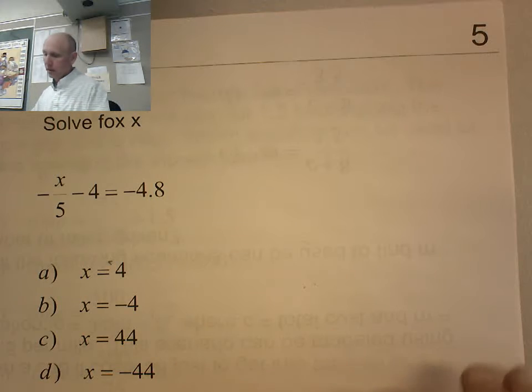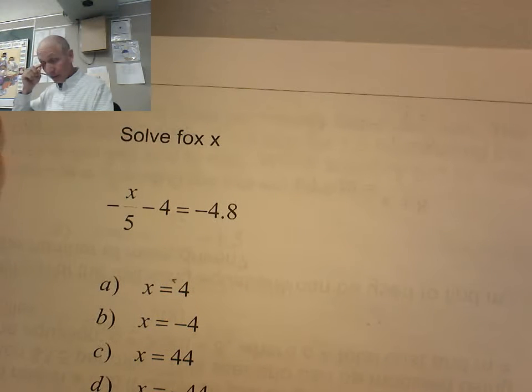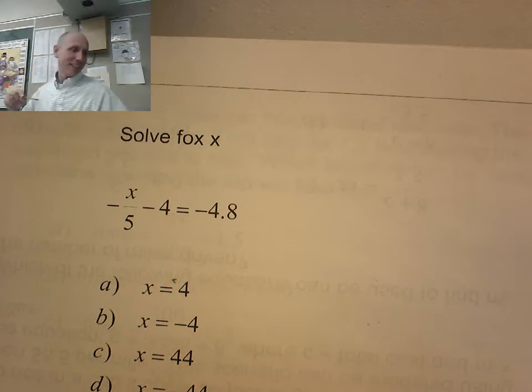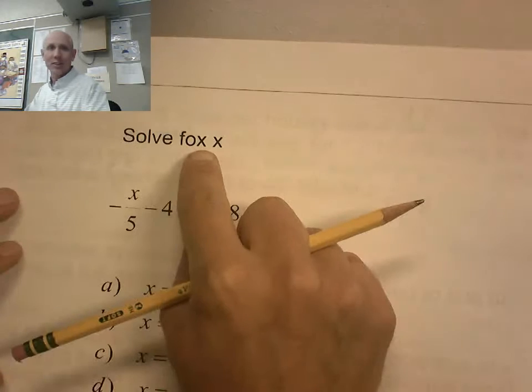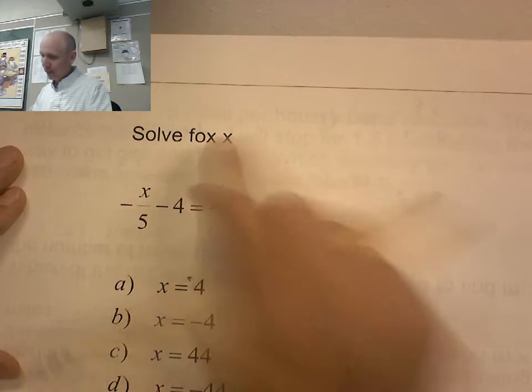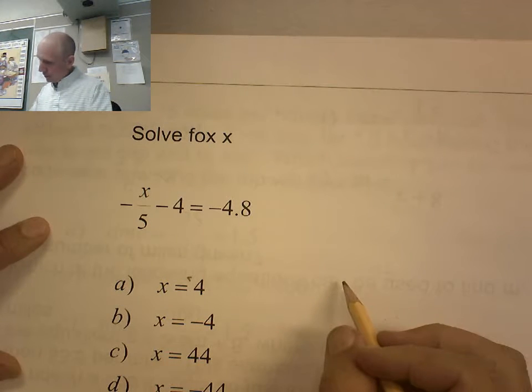Number 5, solve for x. Oh, look at that. Oh man, these all say solve for x. I just caught that. Okay, I have to fix that. Solve this one for x.